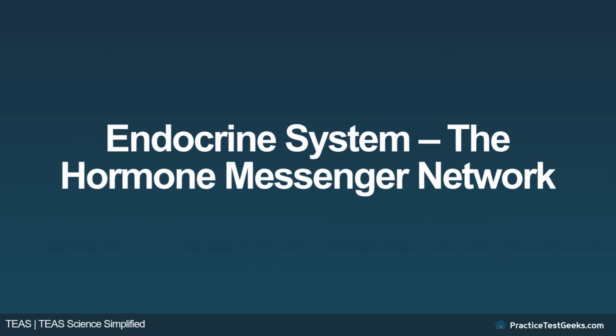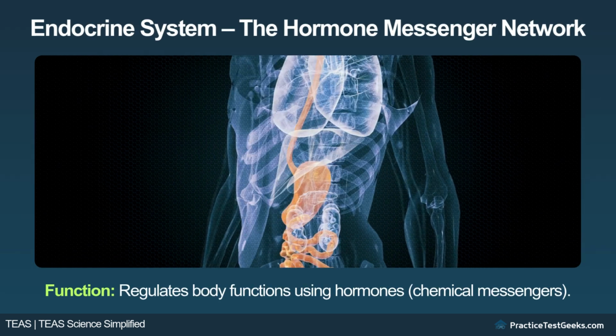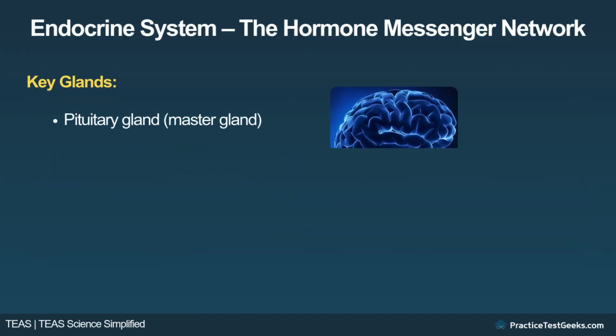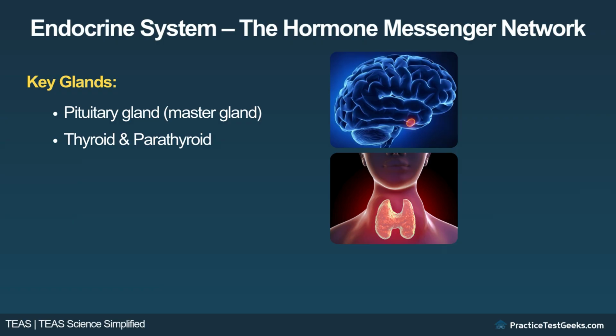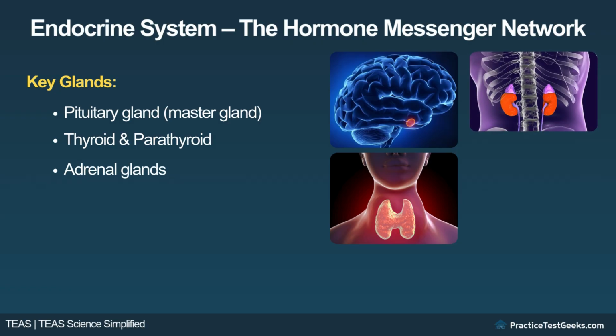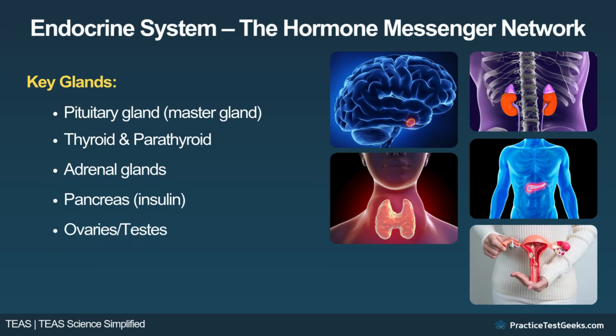Next is the endocrine system, which controls body functions using hormones, your body's chemical messengers. The pituitary gland is called the master gland because it signals other glands when to release hormones. The thyroid and parathyroid control metabolism and calcium levels. Adrenal glands help you respond to stress. The pancreas produces insulin to control blood sugar, and the ovaries or testes regulate reproductive hormones.